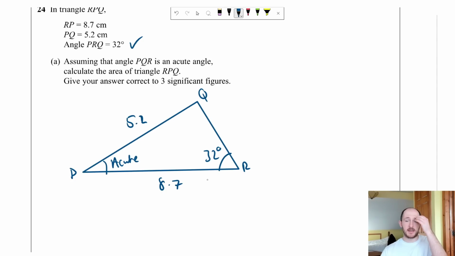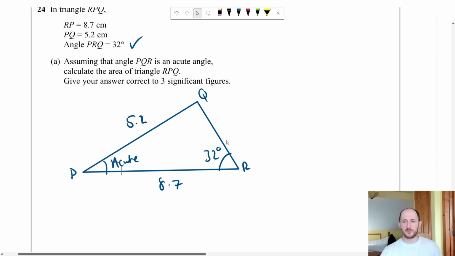And the reason why this does make a difference is because if it wasn't acute, then this is going to be obtuse. So for example, if this was acute, then this would have to be an obtuse angle. So it would affect how we work things out. And we need to work out this side over here. So probably the quickest way to do that is the cosine rule.